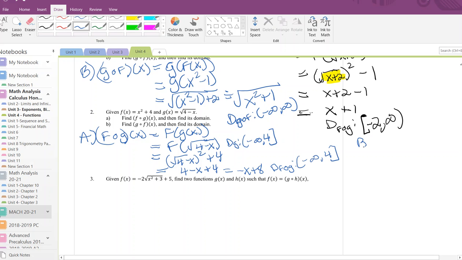So for part B, doing g of f of x, we get g parentheses f of x, which is equal to g of x squared plus 4. So there's no restriction on x squared plus 4. We put it into the square root, so it's 4 minus x squared plus 4. We have to distribute the negative sign.